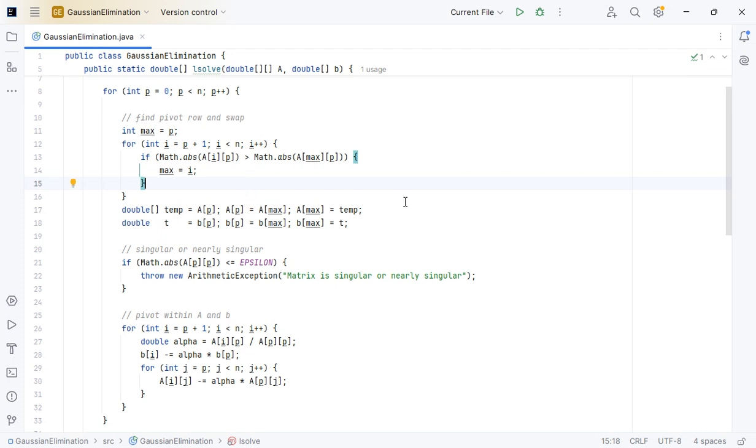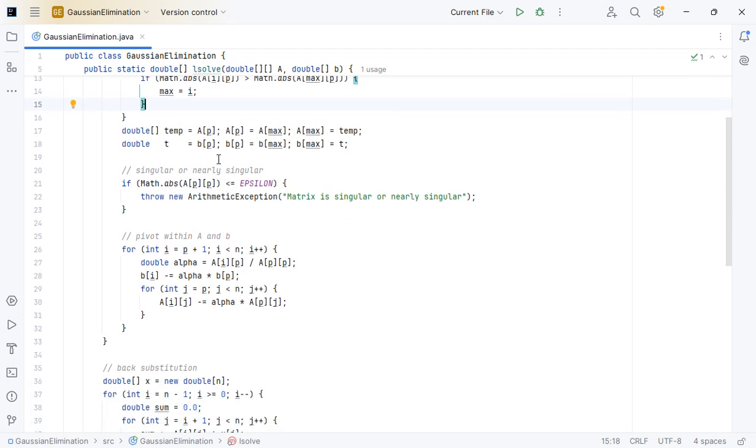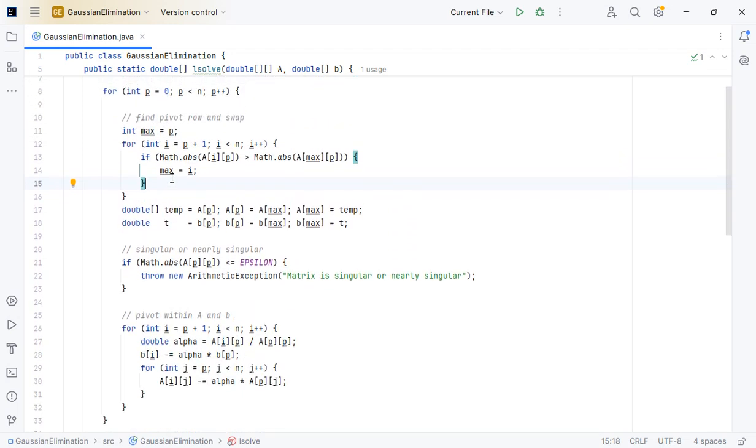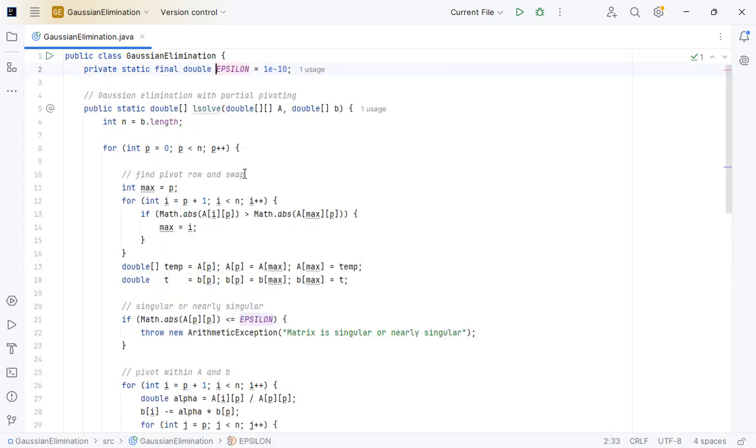So now, what is the next one? Let us try to see here, because this cycle is quite big. So here we just swap. Here we have singular or nearly singular. And remember here it was the constant, and if you just click on that constant, here we have it like that. What do you think about those things? What is this epsilon constant? It is 1e-10.